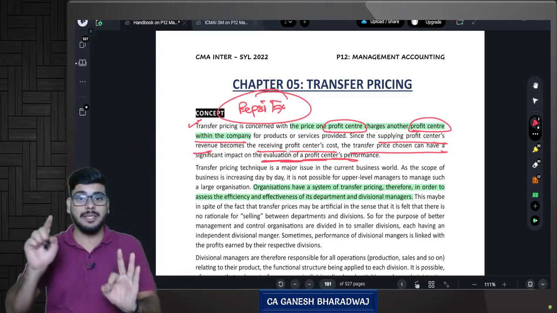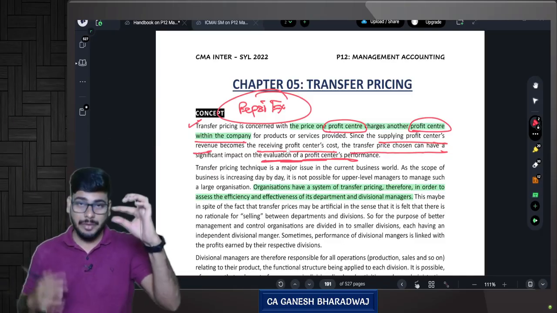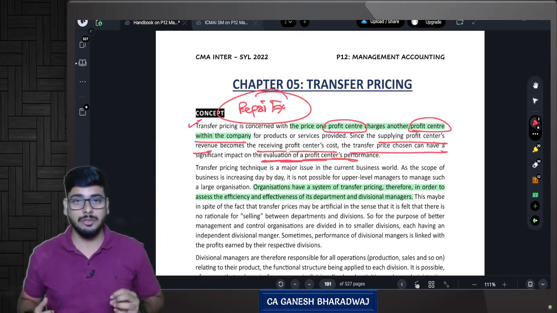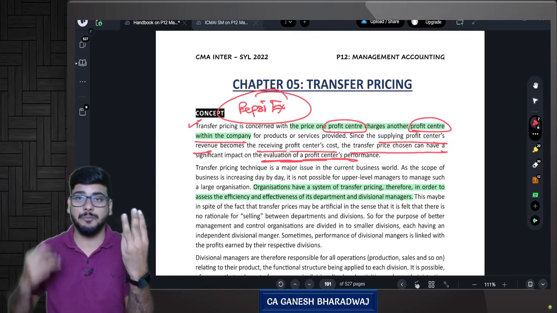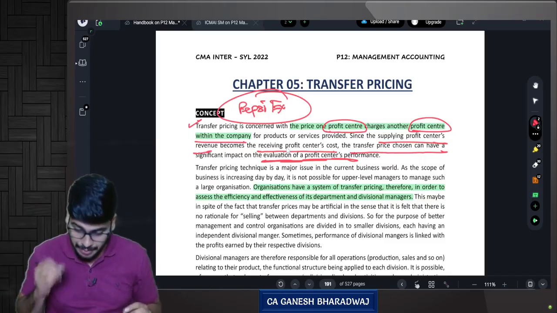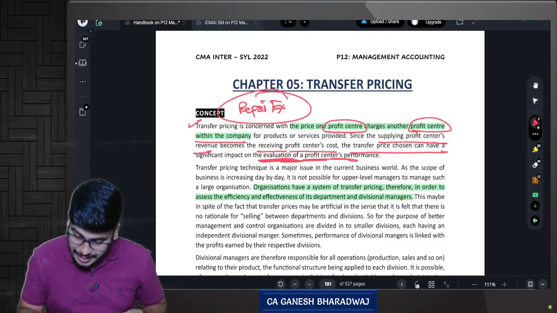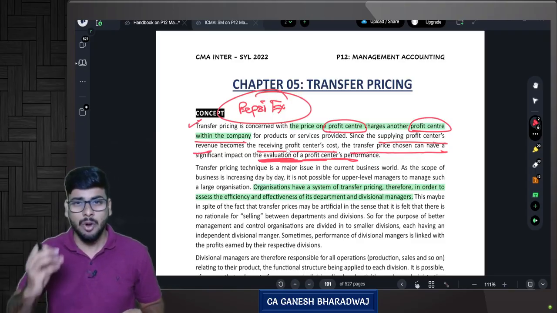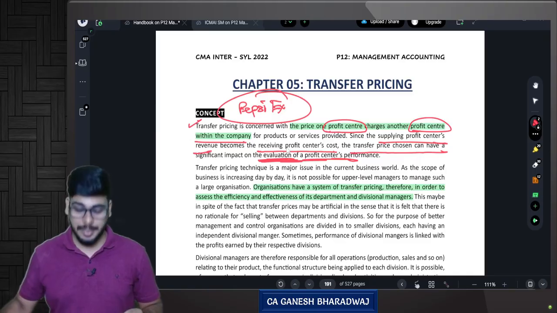0, 20 now became 3, 17, correct? Profit without transfer price: 0 for division A, 20 for division B. But now with transfer price, for division A it is 3 rupees of profit, for division B it is 17 rupees of profit. That's what they are saying. It makes a significant impact on evaluation of the profit center's performance. See, now every single word you are able to understand clearly.